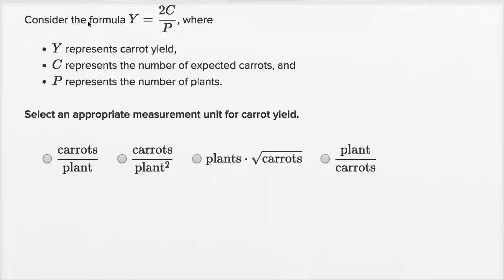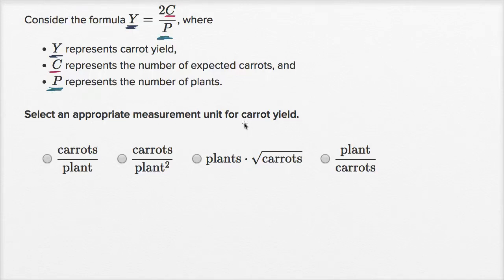So we're told, consider the formula y is equal to 2c over p, where y represents the carrot yield, c represents the number of expected carrots, and p represents the number of plants. Select an appropriate measurement unit for carrot yield.